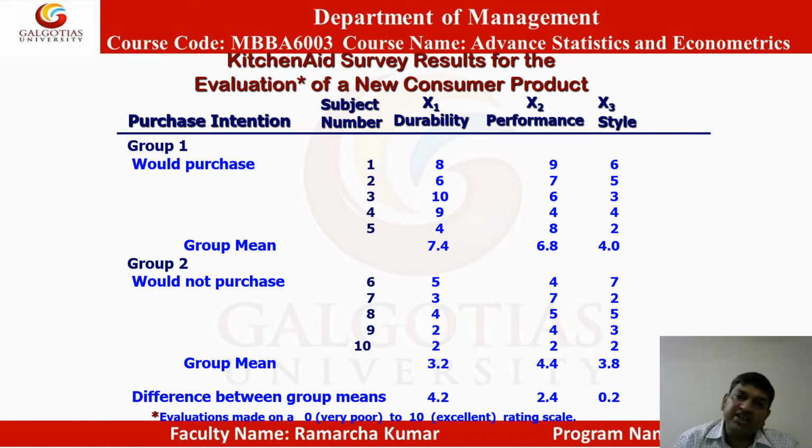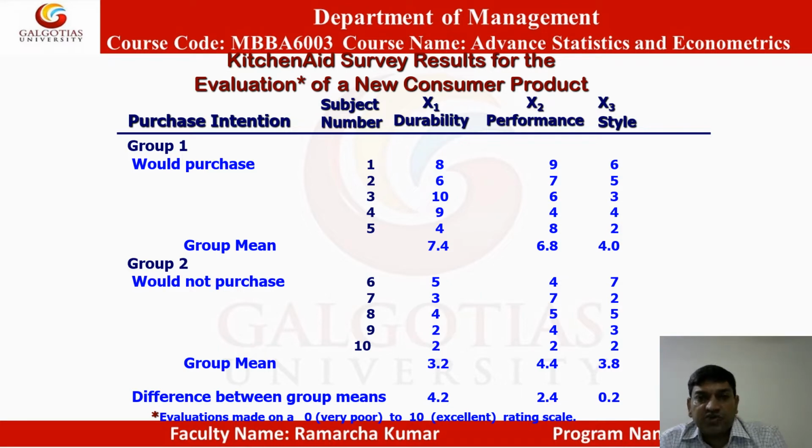For the second variable, performance, those likely to purchase have ratings of 9, 7, 6, 4, 8, so the average is 6.8. Whereas those not likely to purchase have ratings of 4, 7, 5, 4, 2, and the group mean is 4.4.